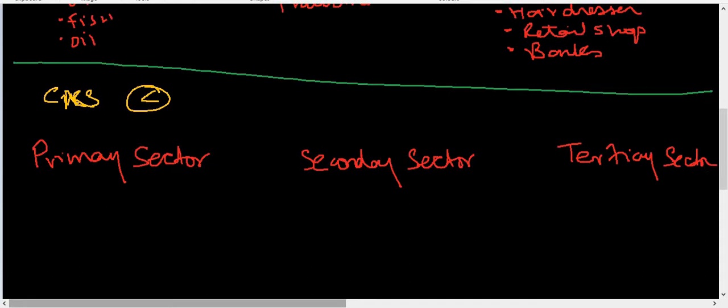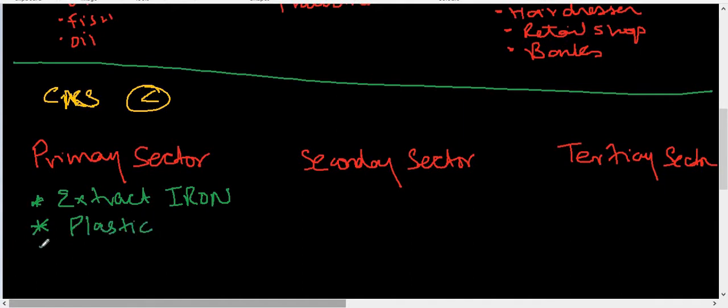So what do you do in the primary sector? You, I believe, extract iron from the natural resource. I believe iron is a natural resource. And you extract different other resources, maybe plastic, whatever is used in the car. So you extract other resources like iron and all of these. Now you send them to the second level of production.